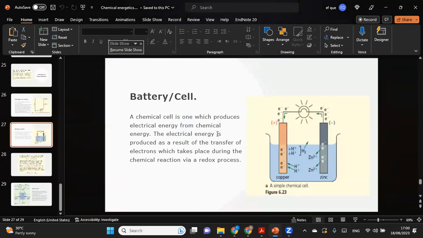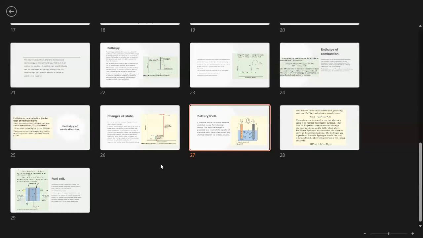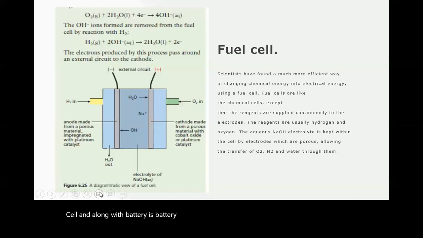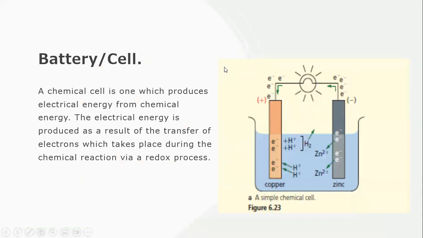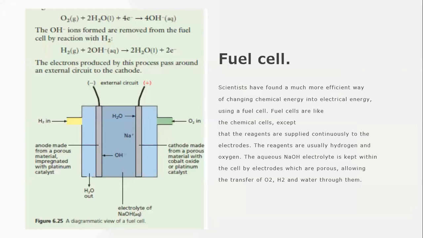So we have to study what will happen inside a battery or inside a cell. Along with battery and cell, we are going to study the fuel cell. So we have a normal chemical cell that works, a normal one. And then we have a more special kind of cell that is known as a fuel cell.